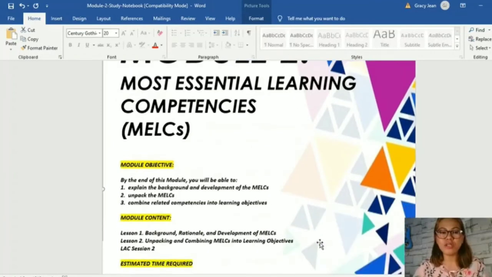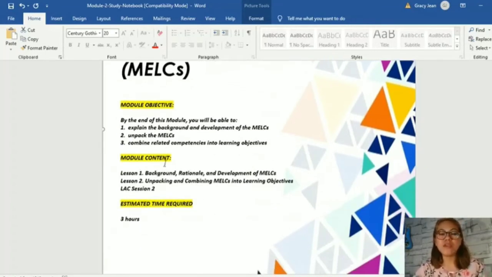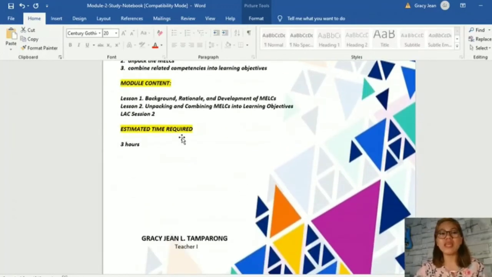So for this module, ang objective natin, by the end of this module, you'll be able to explain the background and development of MELCs, unpack the MELCs, combine related competencies into learning objectives. Guide natin last year at the same time now, which is MELCs, yun po ang babasihan natin. Okay, so for module content, we have background, rationale, development of MELCs, unpacking and combining MELCs into learning objectives, and estimated time required.